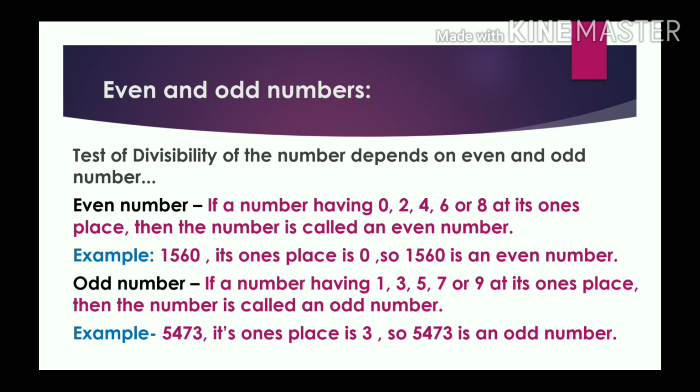Now what is an odd number? If a number has 1, 3, 5, 7 or 9 in its ones place, then the number is called an odd number. For example, 5473. In this number, the ones place is 3. So 5473 is an odd number.